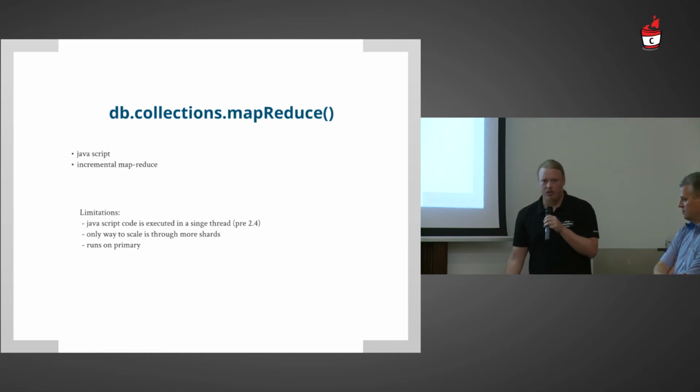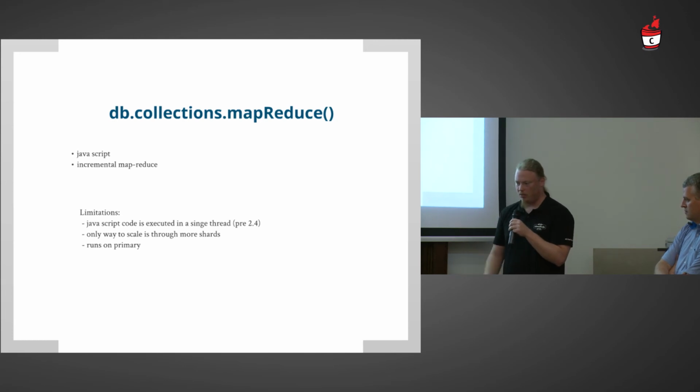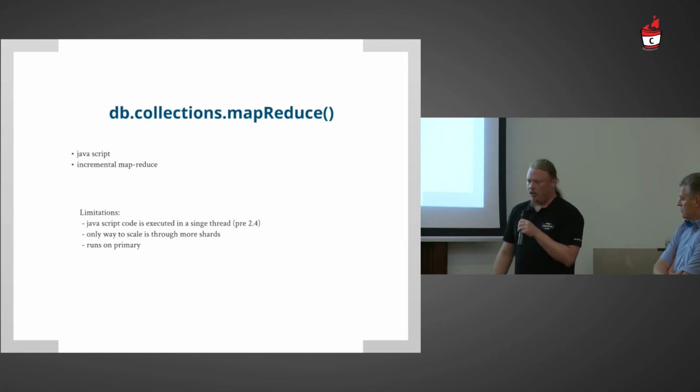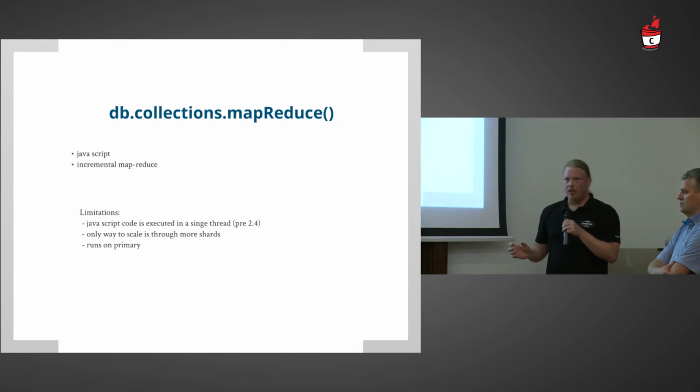So the only way to scale anything there was adding more shards, which, yeah, is not always that cheap in hardware cost. And also a problem was that as soon as you want to write your result into a new collection and not just have it in memory, your MapReduce job has to run on the primary, and we wanted to keep as much load from the primary as possible.